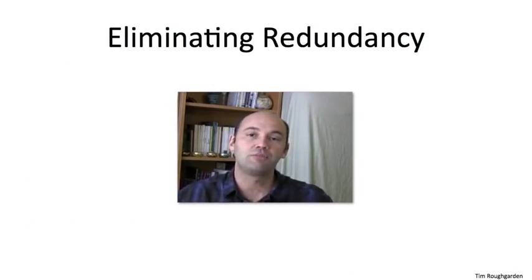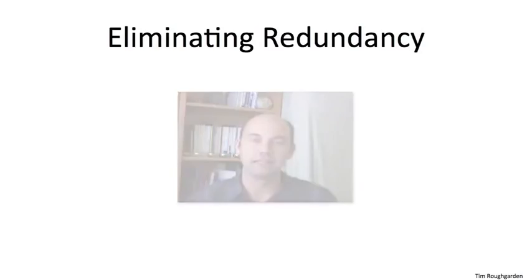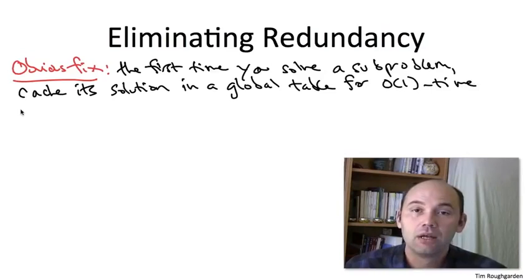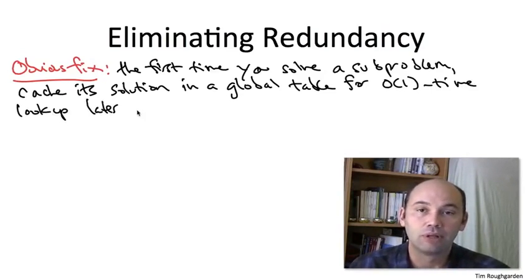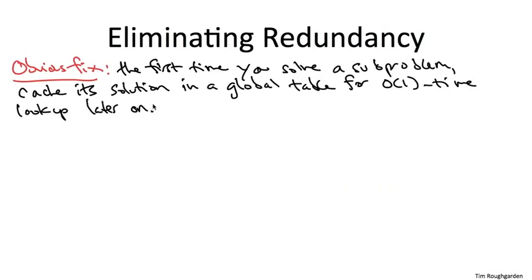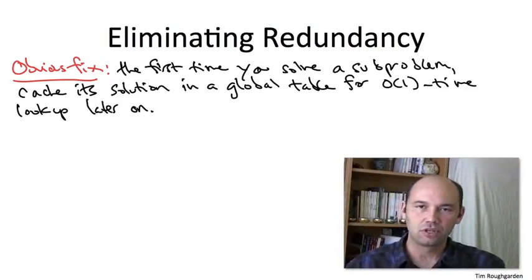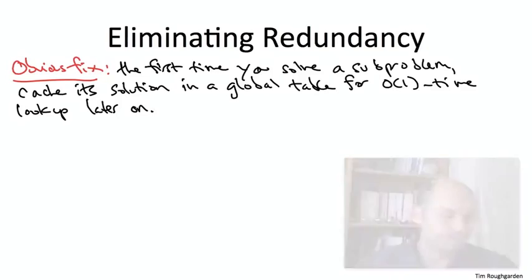So an obvious way to speed up this algorithm, dramatically, is to simply cache the results of a subproblem the first time you see it. Then you can look it up in some array, in constant time, at any point later on in the algorithm. So there's a word for this. I won't really use it in this class, but just so that you know what it is, it's called memoization.